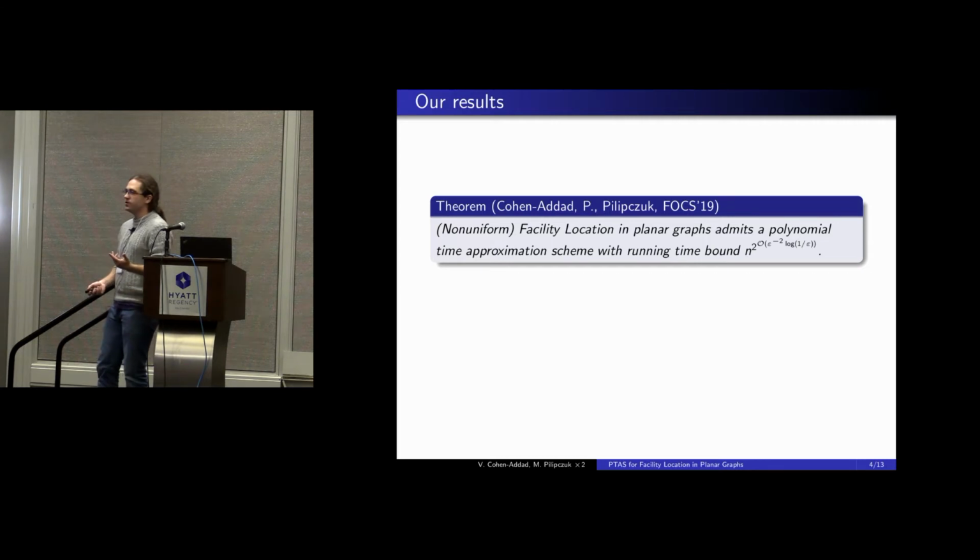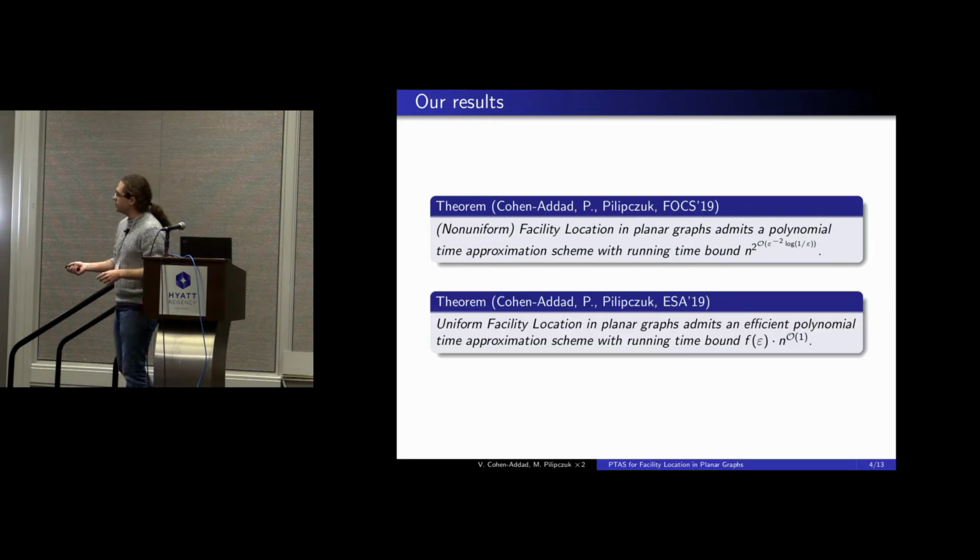But I want to mention that there's another line of research going toward better and better dependency on epsilon, and I want to advertise the paper we had at ESA this year, which uses different techniques. I will just mention that the result from the previous slide can actually be turned into an efficient polynomial time approximation scheme. That means that there's a constant in front of epsilon, and then there's a polynomial in n that doesn't depend on epsilon any longer. So that's an advertisement of another accompanying result we have.